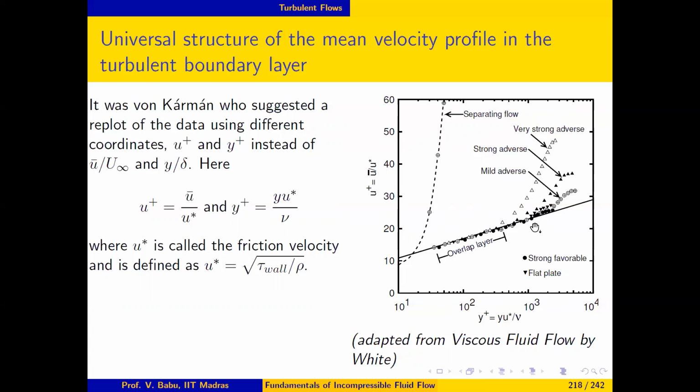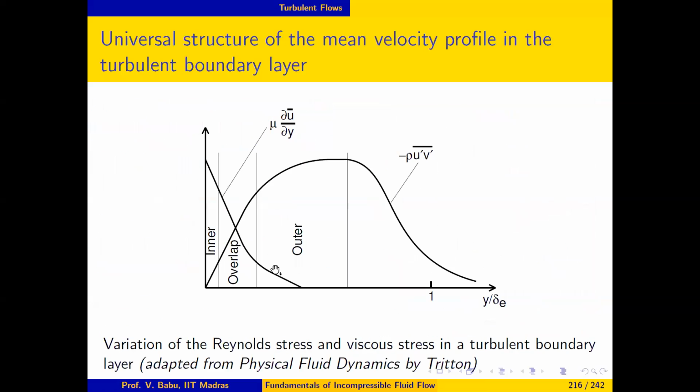Notice that this is the outer region, and we don't actually see any similarity in the outer region for these flows, but we see a universal structure in the overlap region for all these types of flows. By universal structure, what we mean is all of them collapse onto the same line, but there is no universal structure in the outer layer. And notice that there are no data points in the inner layer for these flows. So these are external flows under different pressure gradients, and there is no data on the inner layer.